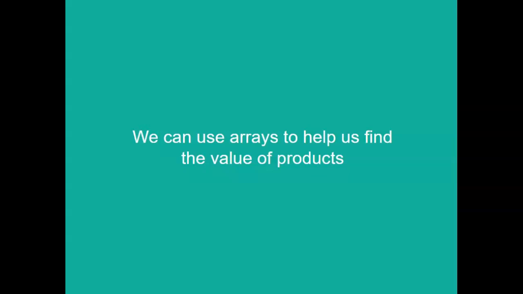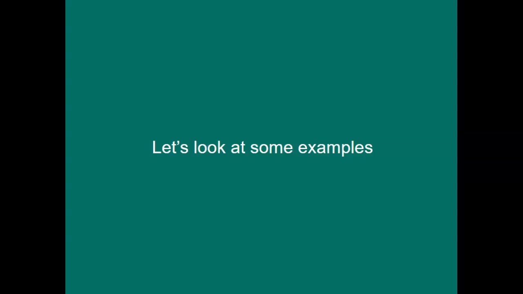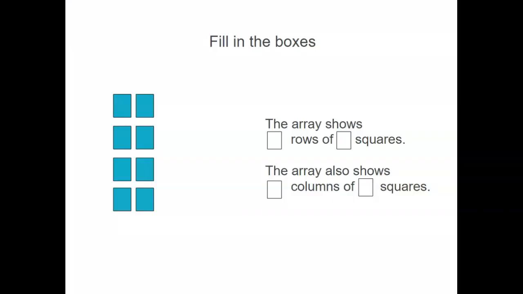As I've just shown you, you can use arrays to help us find the value of products. Let's look at another example. This one asks us to fill in the boxes. This array shows some number of rows with some number of squares, and it also shows some number of columns with some number of squares.